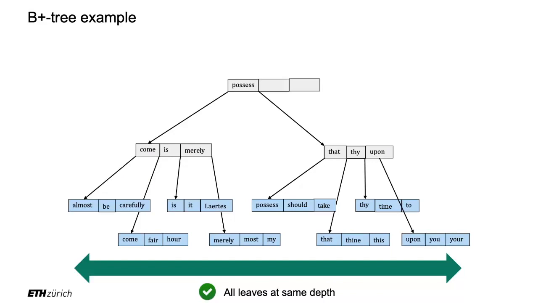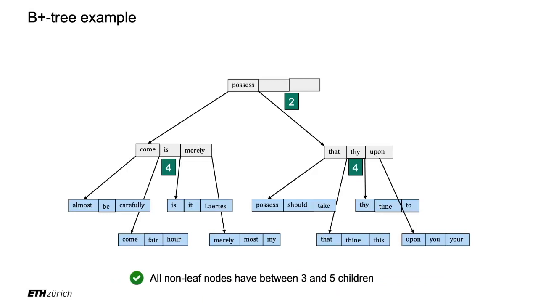All right. Now I still have a few constraints because the number of children, I do have a bit of flexibility. It doesn't have to be the same number everywhere. In fact, I have an interval. So I'm going to say, for example, for that tree, that I want all of my nodes, except the leaves, of course, but all of the other nodes have between 3 and 5 children. 3, 4, or 5. Cannot be 2, cannot be 6. So look, we have 4 over there. "Come is merely," you have 4 children. "Thy upon," we have 4 children.